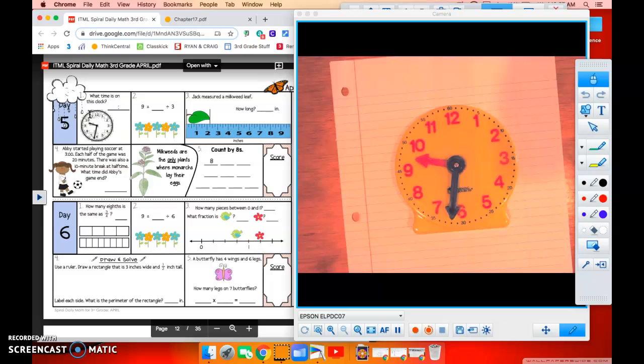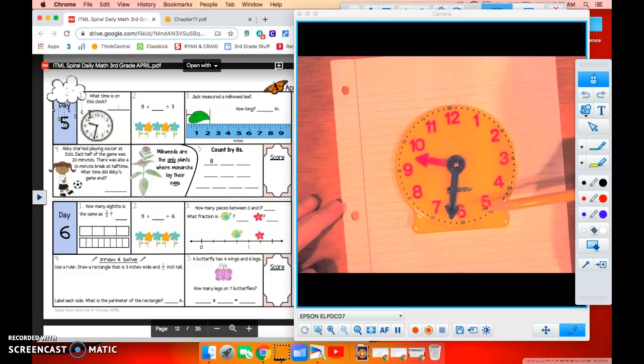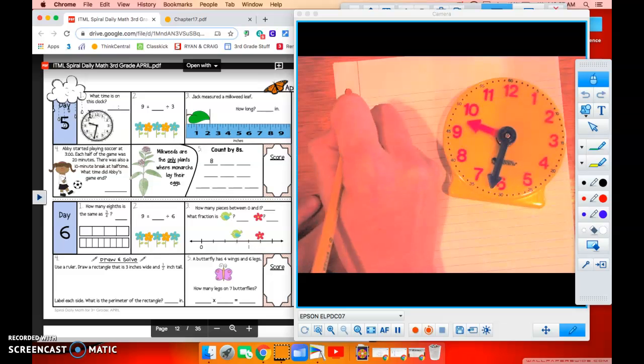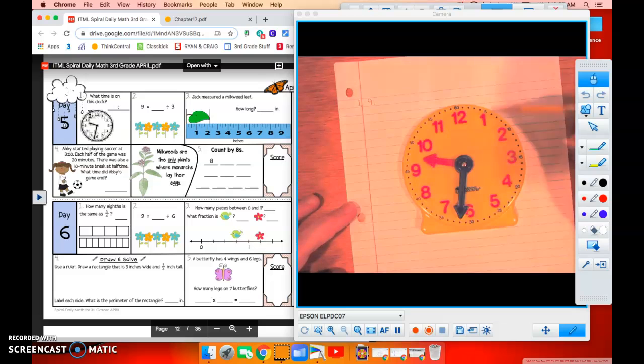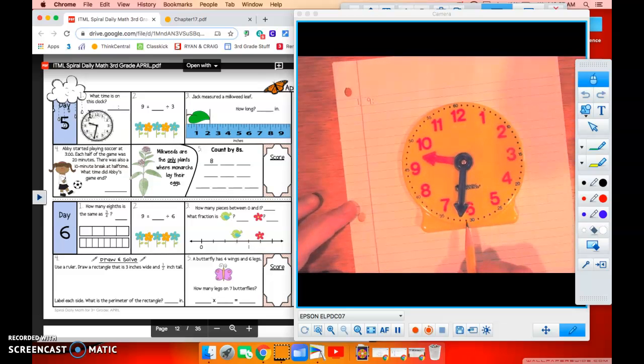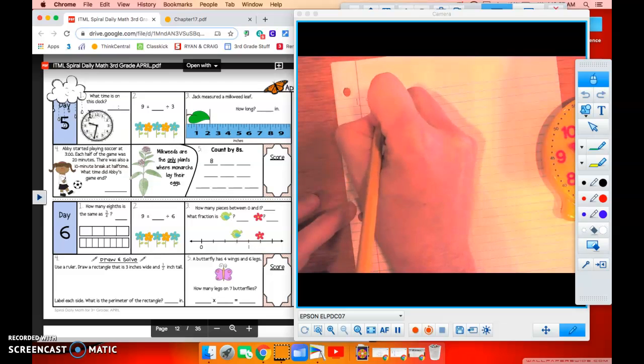So what we're going to do is look at our hours, which is between the red, so it's between 9 and 10. Shorthand's the hour hand, right? So it's 9 something. And then we're going to count around for the blue for our minutes. So number 1, we're going to put 9 something. We don't know what that something is yet. We're going to count our minutes. So 5, 10, 15, 20, 25, 30, 31, 32. So it is 9:32. Okay.